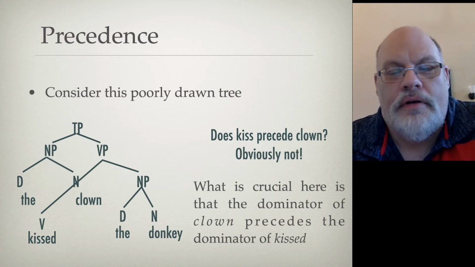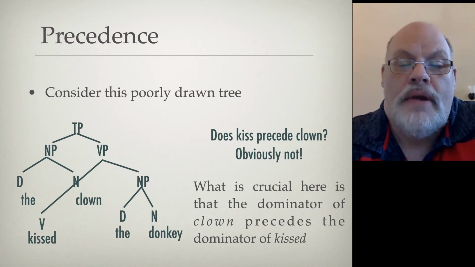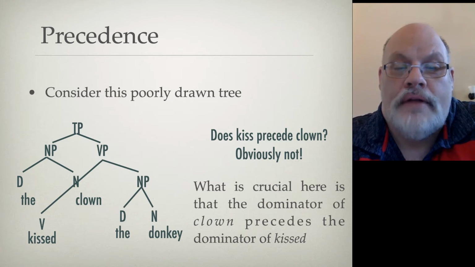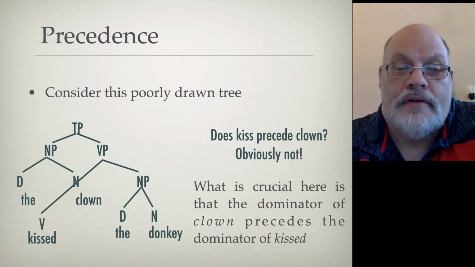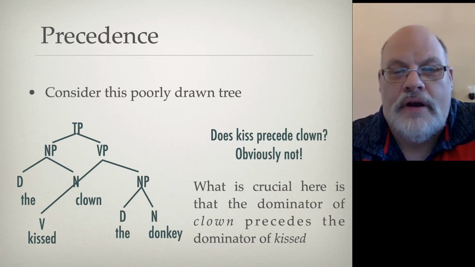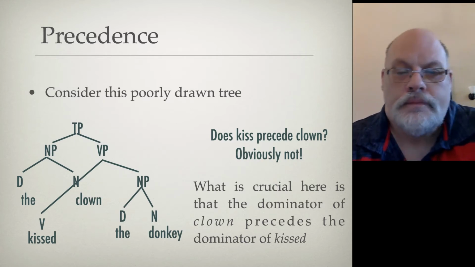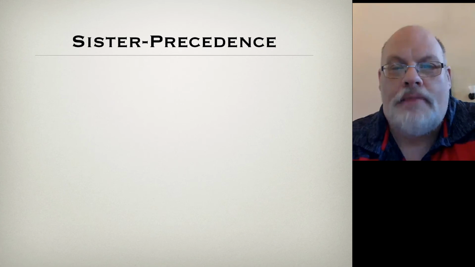Now, the critical thing that we can observe about this is that the dominator of clown, that's the noun phrase, precedes the dominator of the verb, that's the VP. So we do have a precedence relationship that is correct in this tree, even though the things on the bottom of the tree are poorly drawn. So how do we capture that?